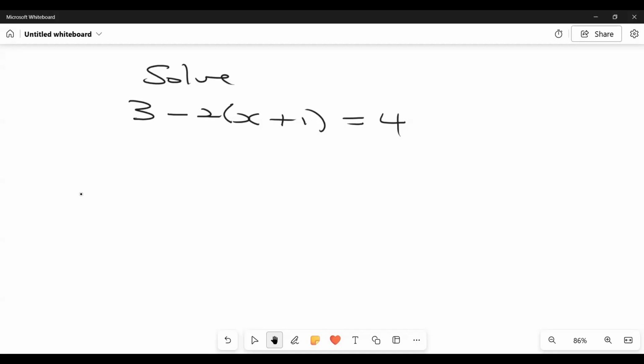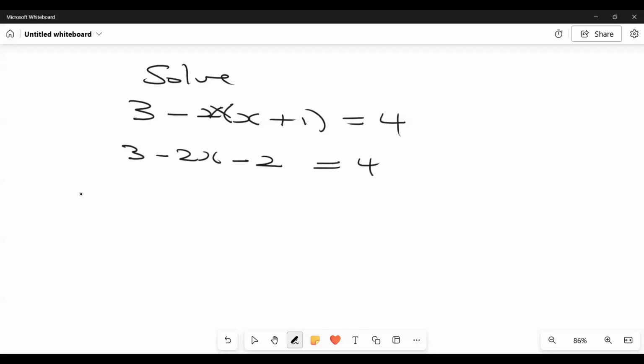Because according to BODMAS, some people might be tempted to subtract this 2 from the 3, but BODMAS is telling you shouldn't do subtraction first. Subtraction is way down the end, right? So what you should do is there's a multiplication sign there, even though we don't normally write it, right? So we remove the bracket first. So that's what we do. Minus 2 by x will give you minus 2x. Minus 2 by positive 1 will give you minus 2 equal to 4.